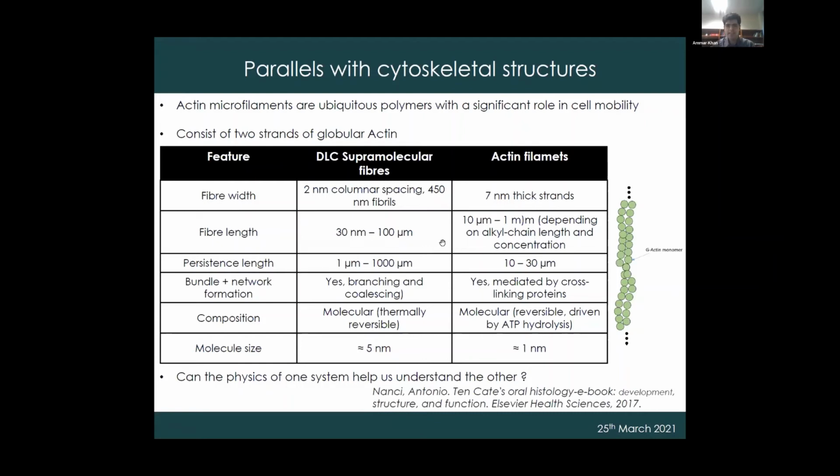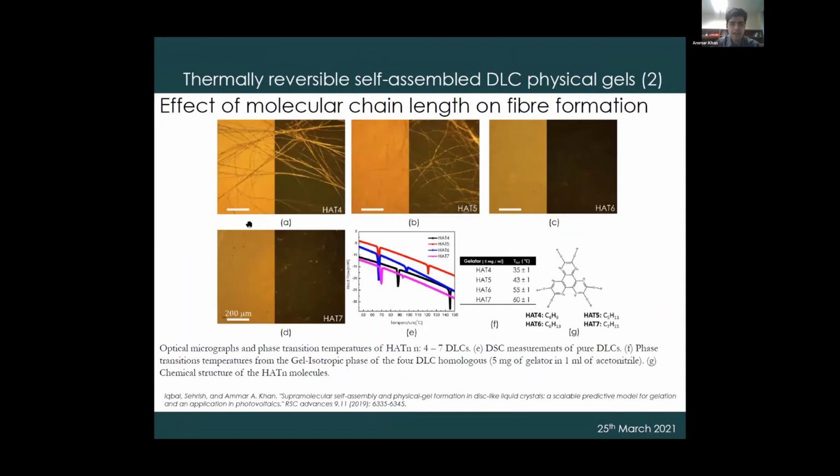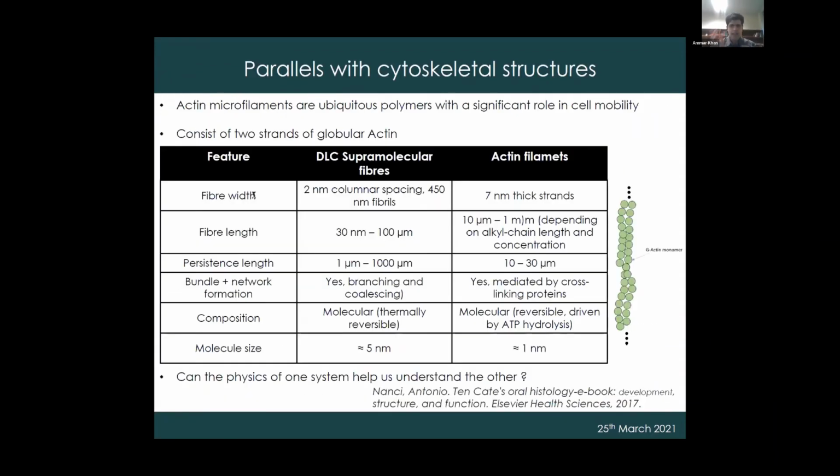In terms of length, you can have distorted liquid crystal fibers between 10 microns and a millimeter, as we saw here. For example, the scale bar here is 200 microns, and look at the length of some of these fibers. These fibers tend to last on the order of a millimeter, and actin microfilaments can go from 30 nanometers to 100 microns. I'm sorry, these columns will be swapped.